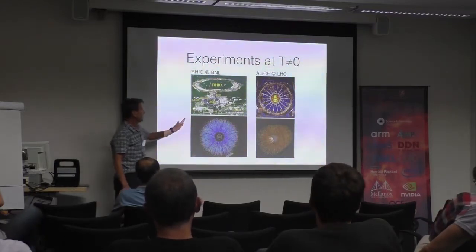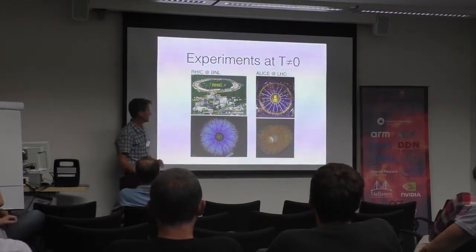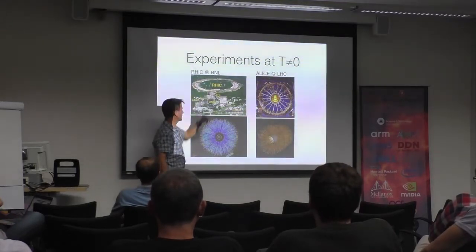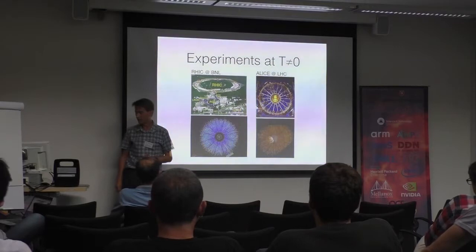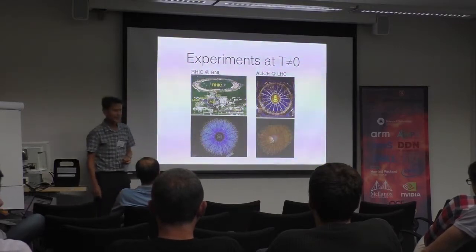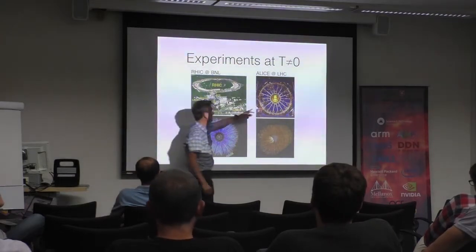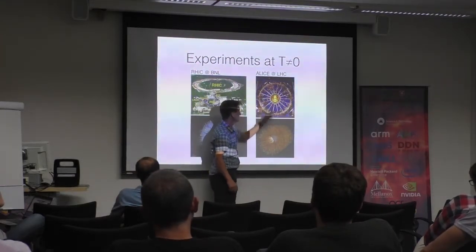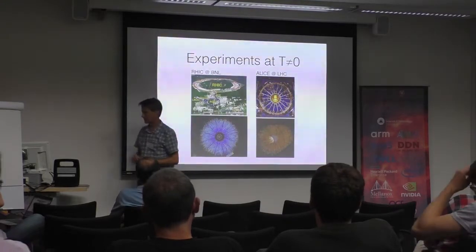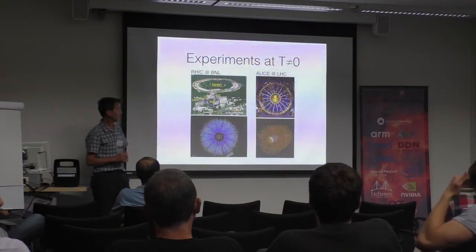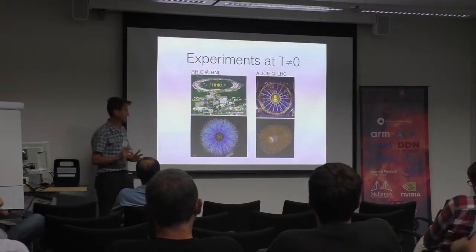So heavy ion collision experiments are done in 2 different places in the world currently. In RHIC, the Relativistic Heavy Ion Collider, in an old army base on Long Island in the US. And this is the Large Hadron Collider, and the actual detector in that, which is designed to study heavy ion collision experiments, is called ALICE. ALICE stands for A Large Ion Collider Experiment.